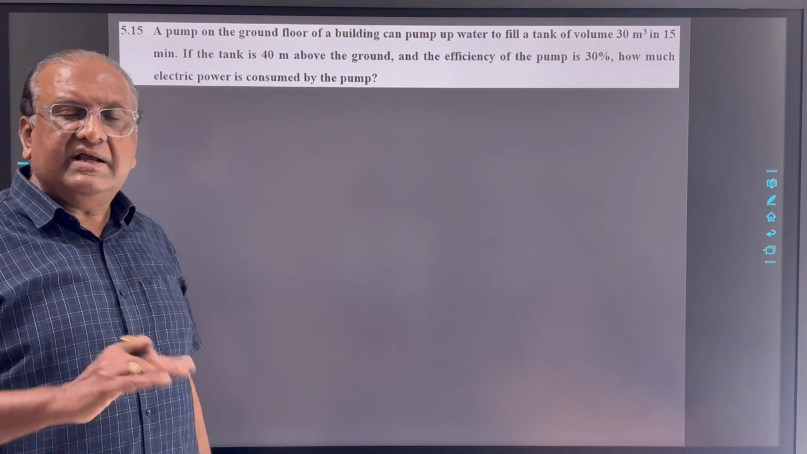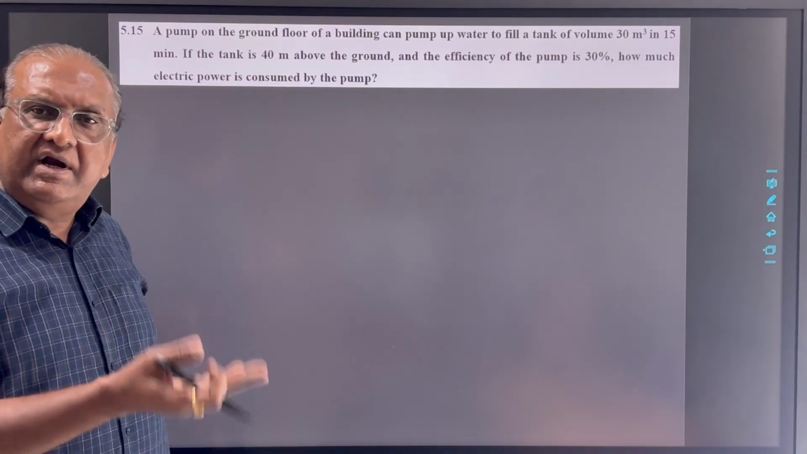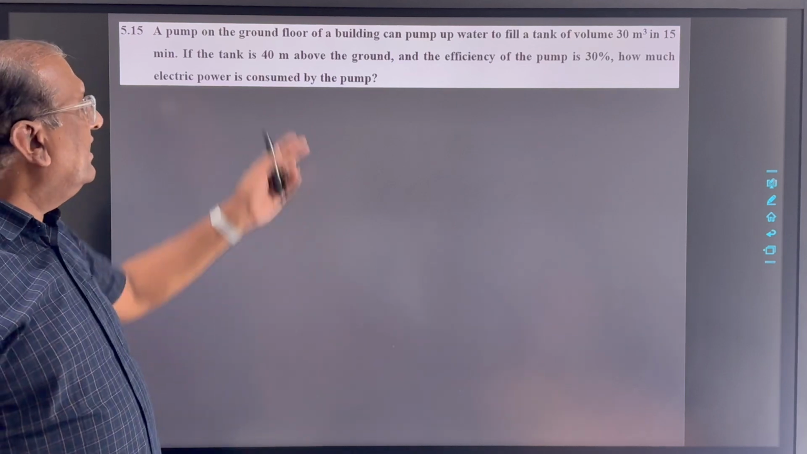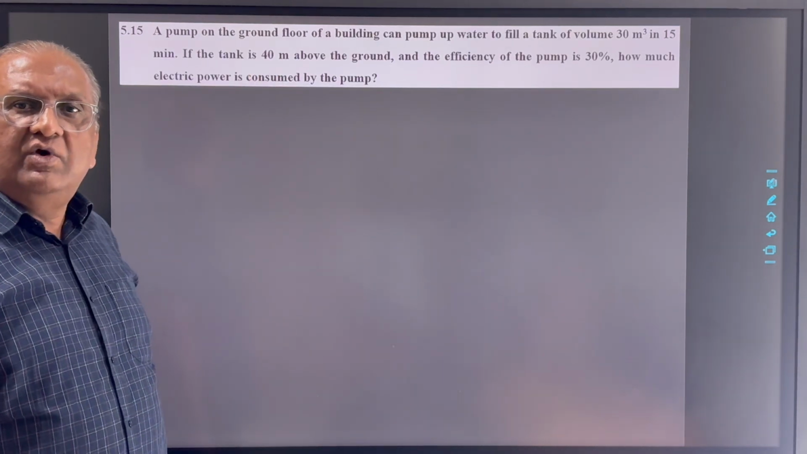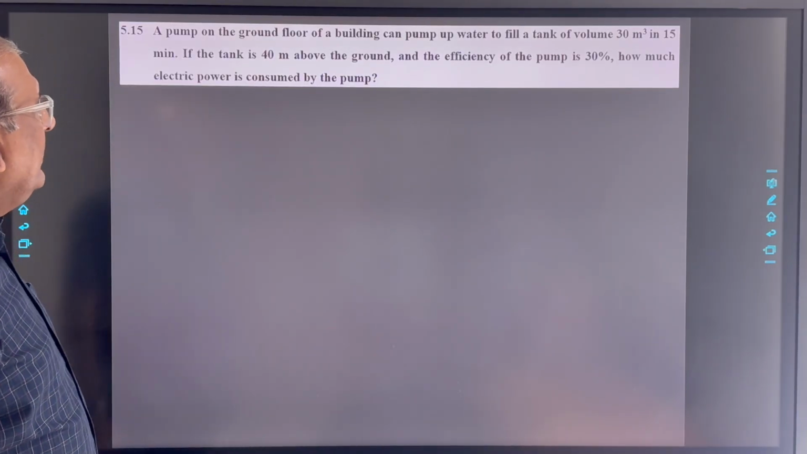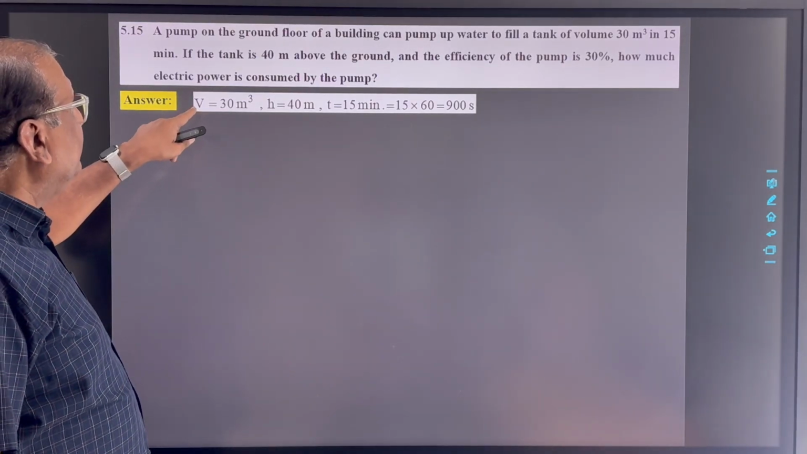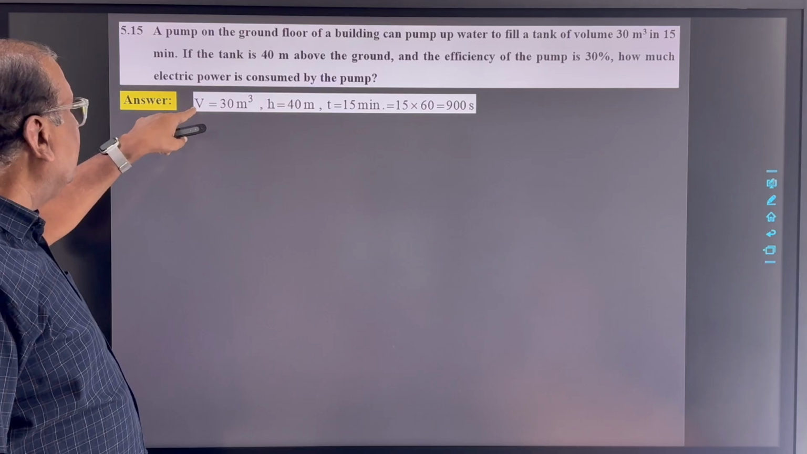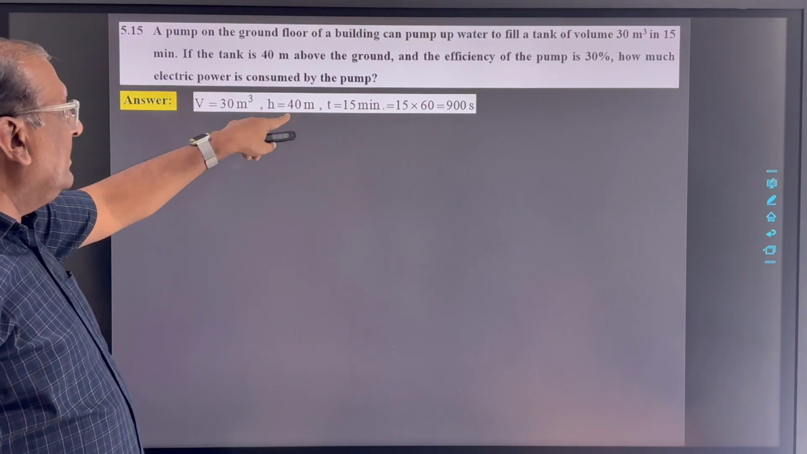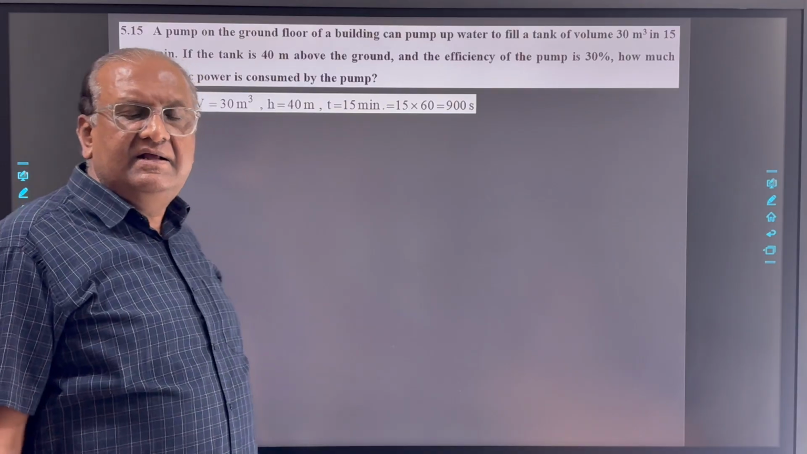So here electrical power is delivered to the pump. That electrical power is converted into mechanical power, and at the cost of it, the work is done to lift up the water up to a certain height. Now when the tank is full, the volume of the water is equal to the volume of the tank, that is V equal to 30 meter cube. It is lifted up to 40 meter in a time interval of 15 minutes, so 15 into 60, 900 seconds.